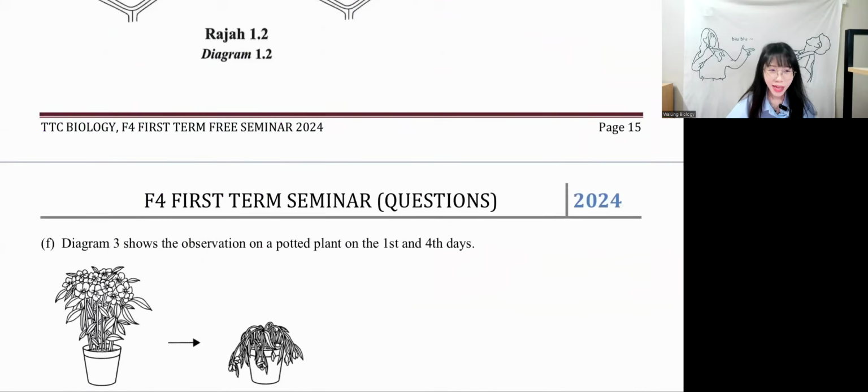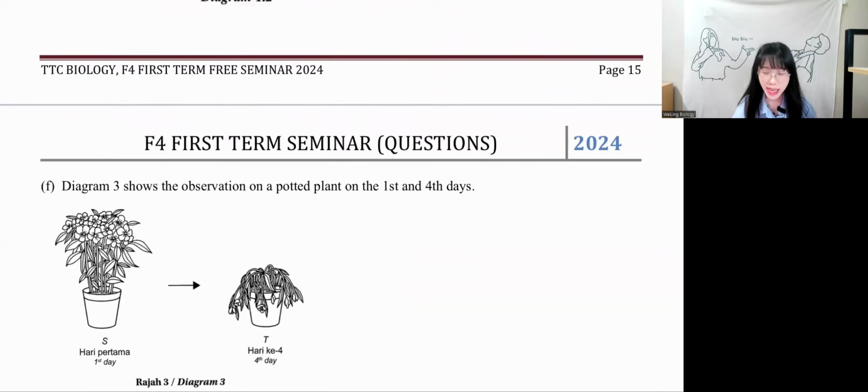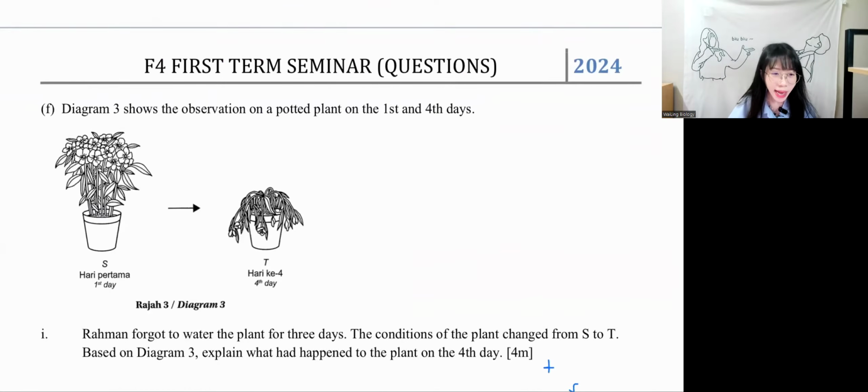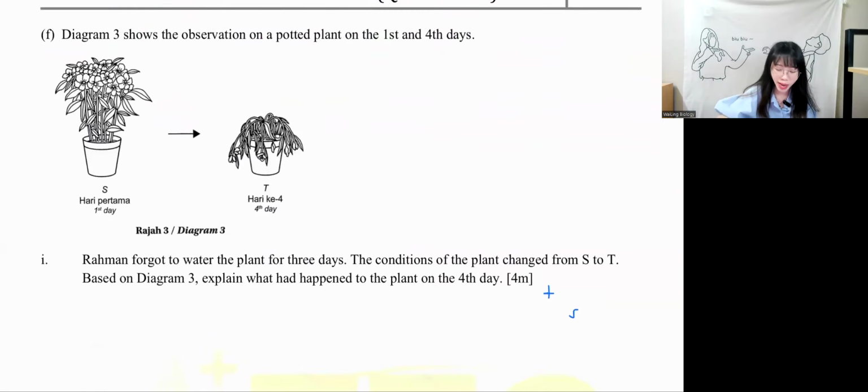Okay, next question. Diagram 3 shows the observation. Yes, it's turgid. It becomes turgid again. Diagram 3 shows the observation of a potted plant on the first and fourth day. Brahma forgot to water the plant for 3 days. The condition of the plant changes from S to T. Based on the diagram, explain what had happened to the plant on the fourth day.